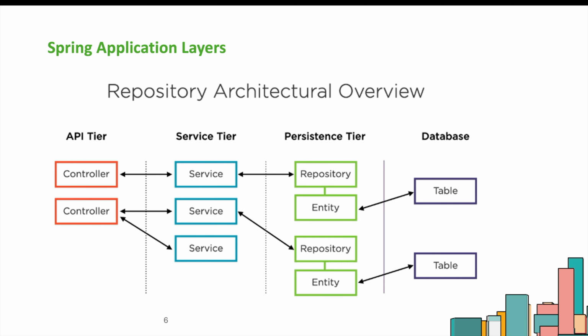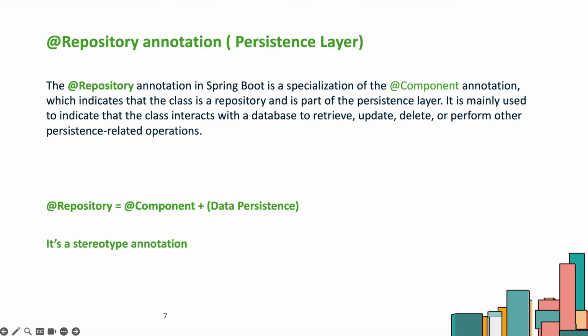So here in the persistence layer, the repository annotation comes into the picture. And you see this repository acts between the service layer and the database layer. The service layer will give a request to the repository, the persistence layer. The repository interface will use an entity. An entity is nothing but, I would say, an entity class, a bean class in Java, which will deal with the database and get the data. Let's look at the repository annotation.